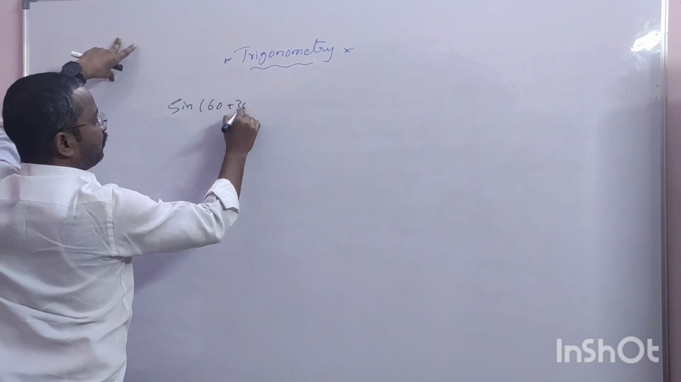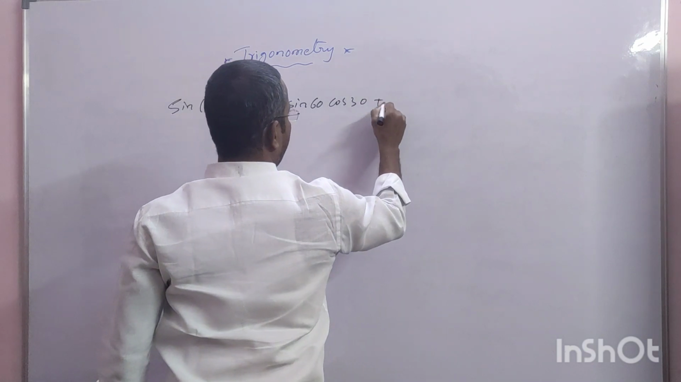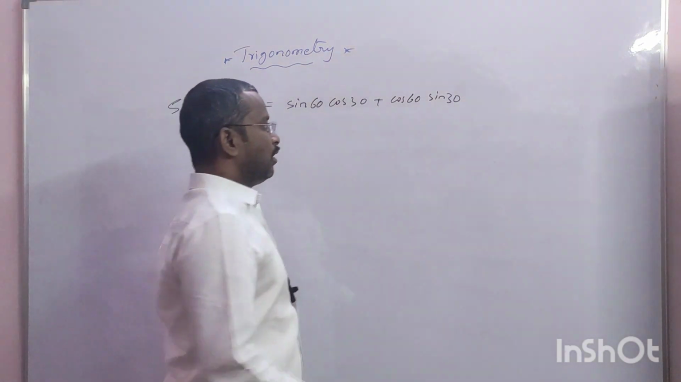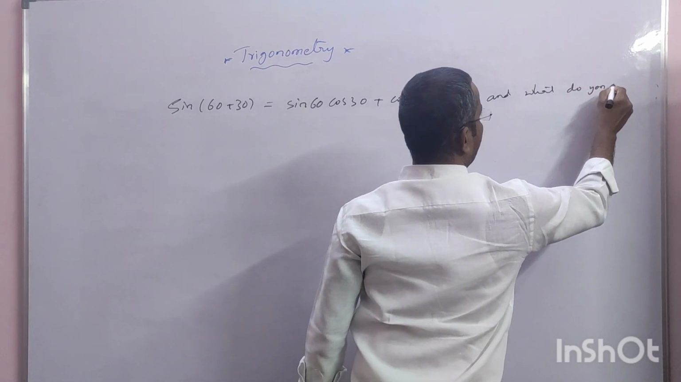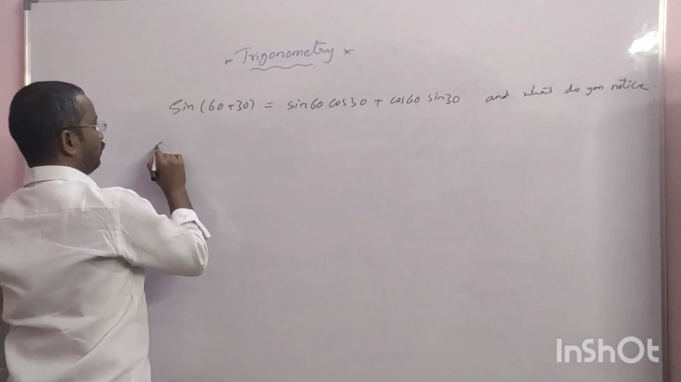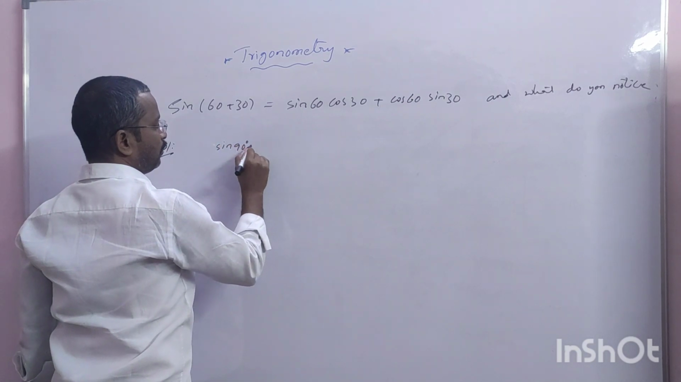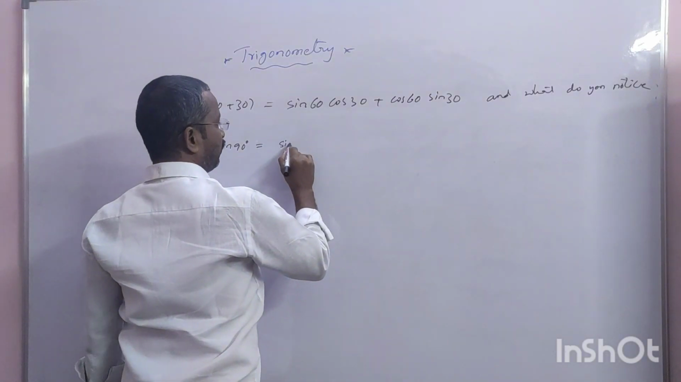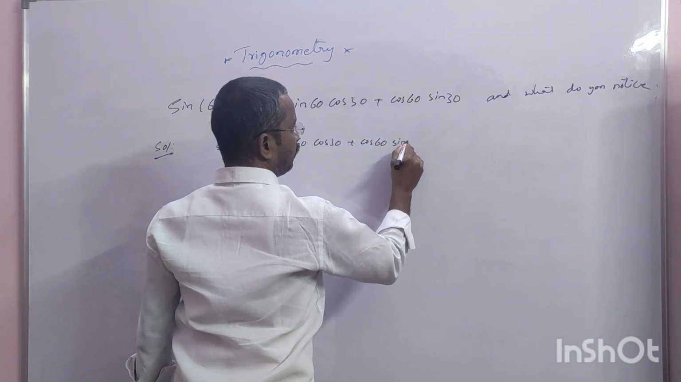Similar questions are like: sin of 60 plus 30 is equal to sin 60 cos 30 plus cos 60 sin 30. What do you notice? First, sin 60 plus 30 becomes sin 90, since 60 plus 30 is 90. Okay, write this as usual: sin 60 cos 30 plus cos 60 sin 30.